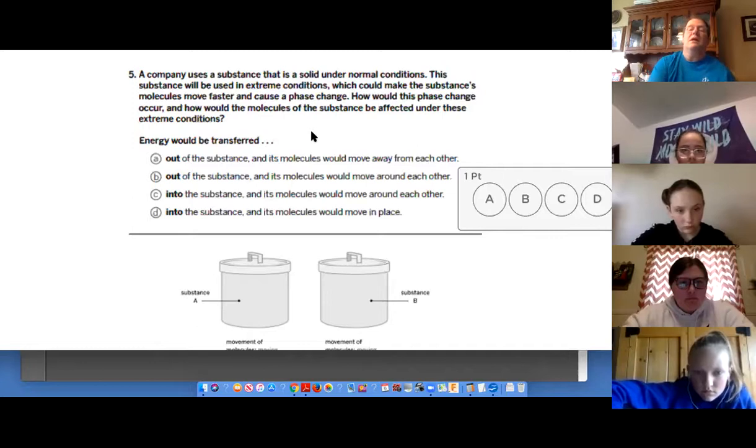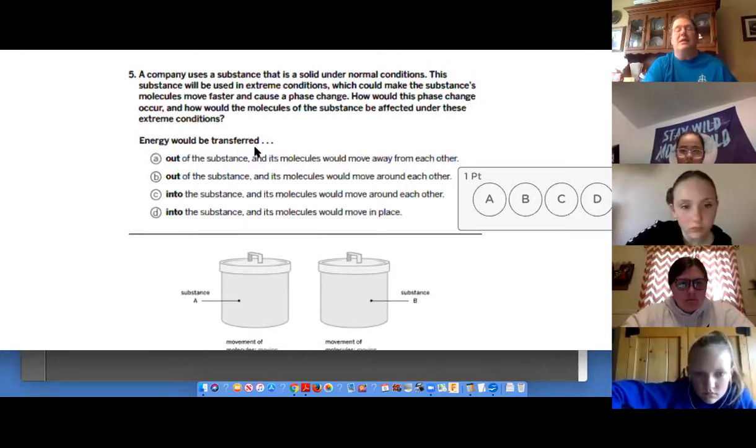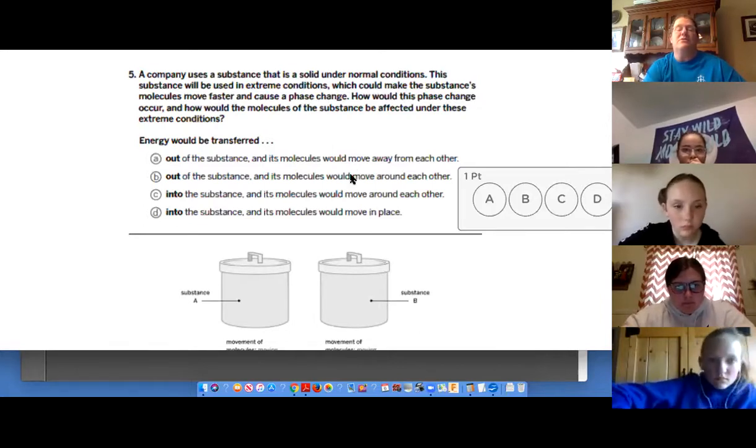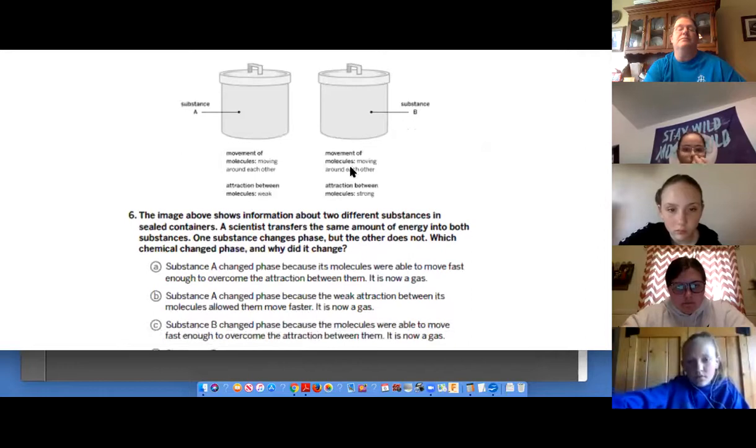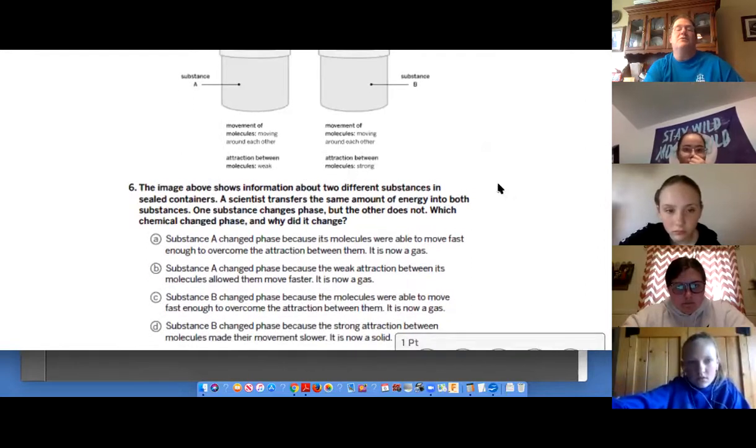So again, it says it's going into extreme conditions, which could make the substance's molecules move faster. So is it taking in energy, or are we taking energy out of it? Again, that should remove 2 of your choices. It's going to start moving faster. Okay, number 6.